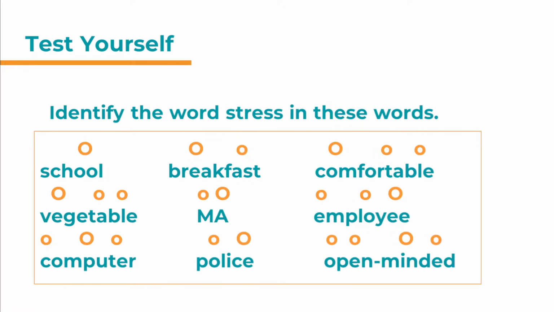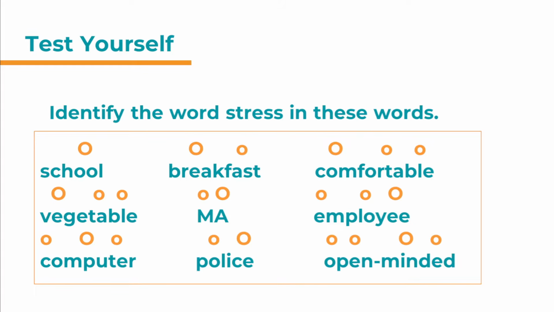School only has 1 syllable and naturally it is stressed. School. Breakfast, 2 syllables, the first one is stressed. Breakfast. Comfortable and vegetable have both 3 syllables and the first syllable is stressed. Comfortable, not comfortable. No, that is incorrect. Comfortable. Vegetable, not vegetable. No, vegetable. First syllable is stressed.